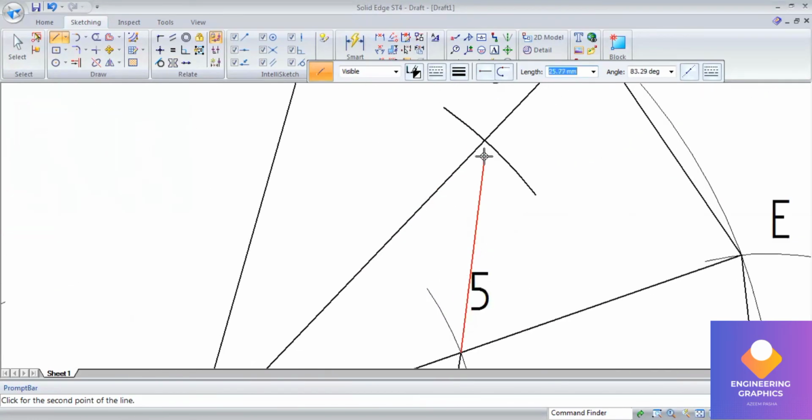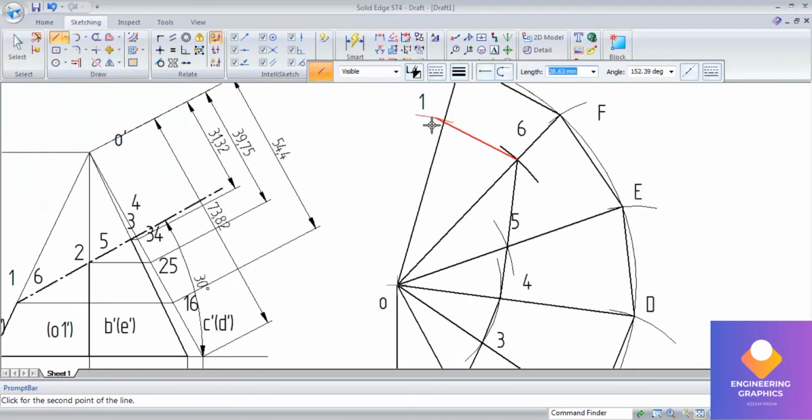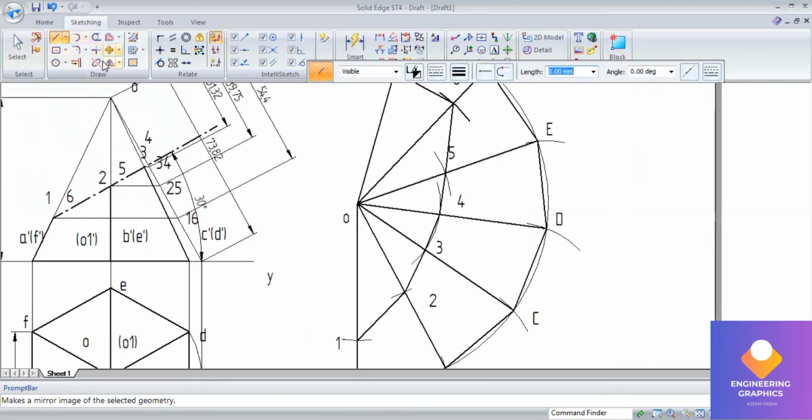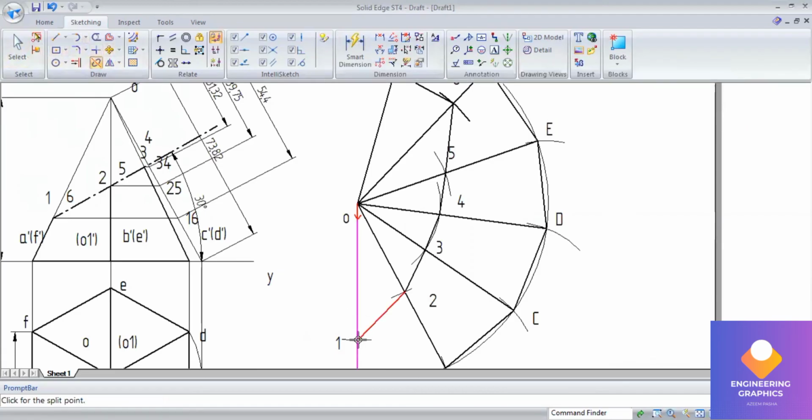Zoom in properly to get the exact point. Now the upper part I'm going to make thin. So for that I'm going to use the split command.